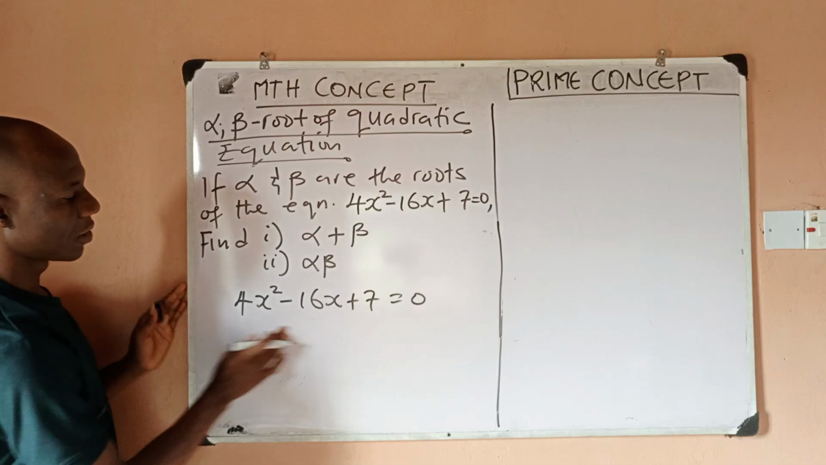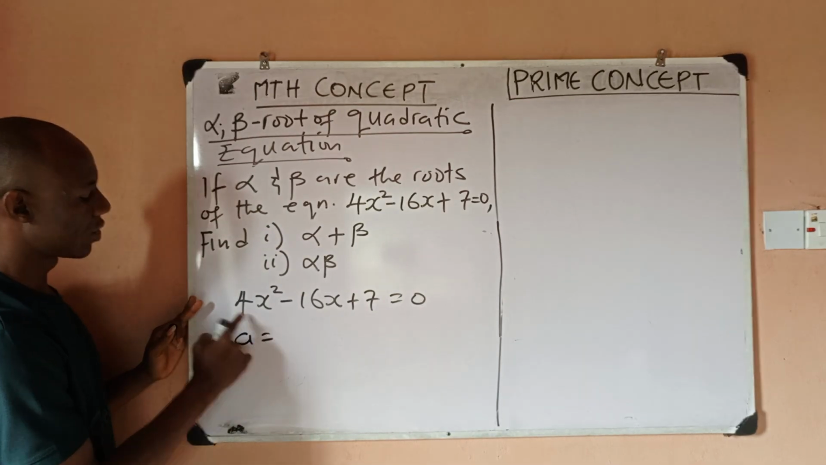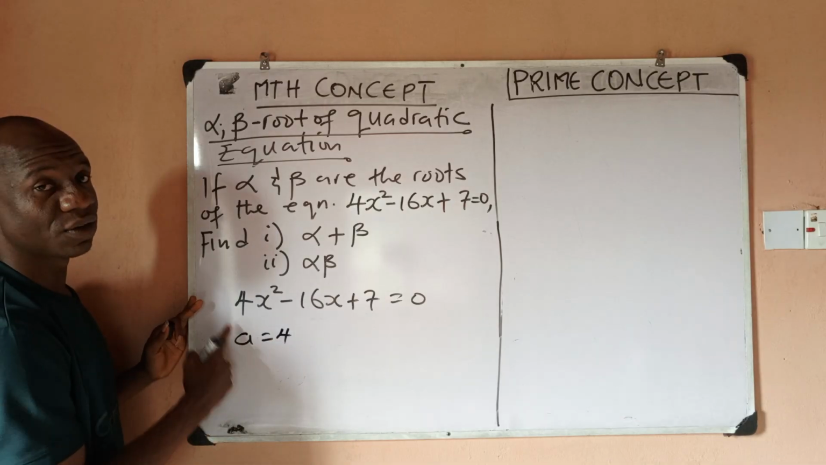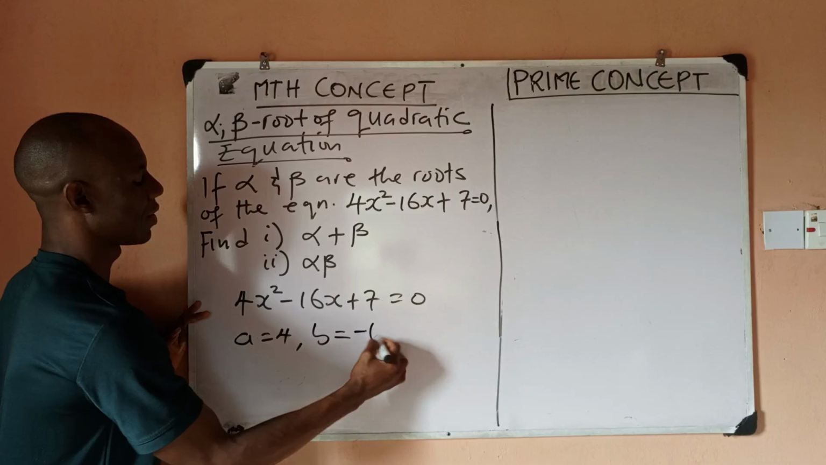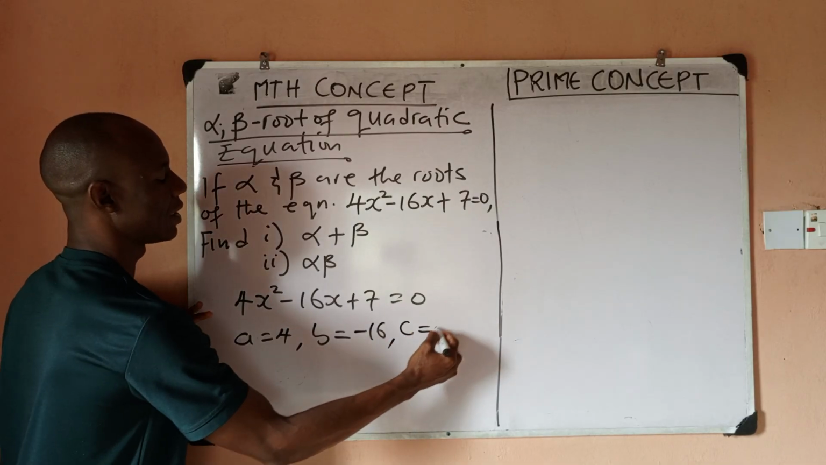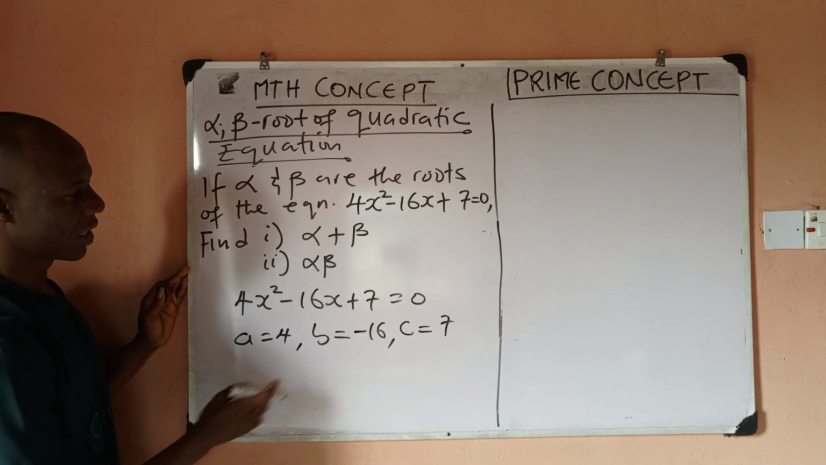Now, first, from this quadratic equation, what is our A going to be? Our A is going to be what? 4, which is the coefficient of x squared. Then our B is going to be what? Minus 16. And then our C is going to be what? 7. So these are the values we know.